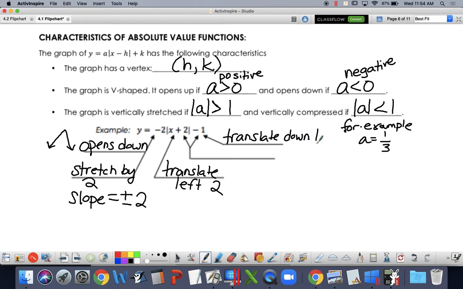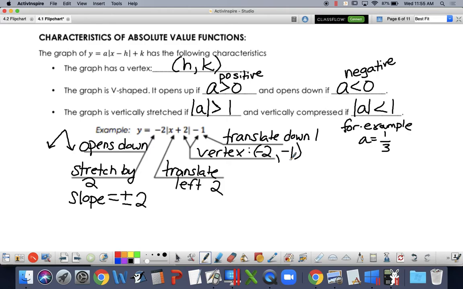So if I started at the origin and I now have moved left 2 and down 1, what is the coordinate point of my vertex? Well, left 2, -2, down 1, -1. So -2, -1. Do you see that connection? I can just look at the function here and say, I'm going to take the opposite of the number that's with the x, that will give me my x coordinate, and I'm going to take the k value, that will be the y value of my vertex.